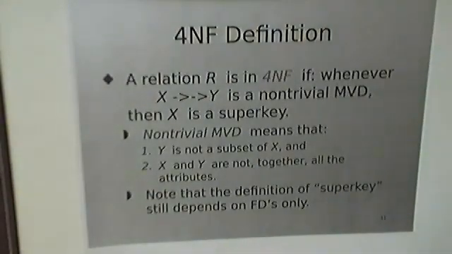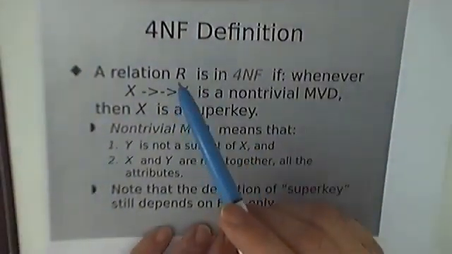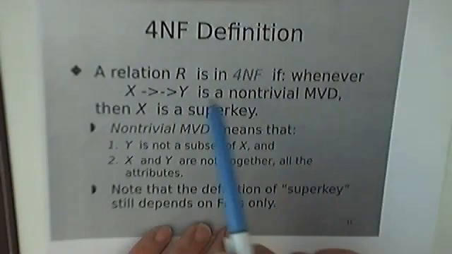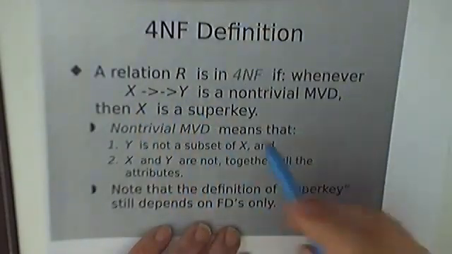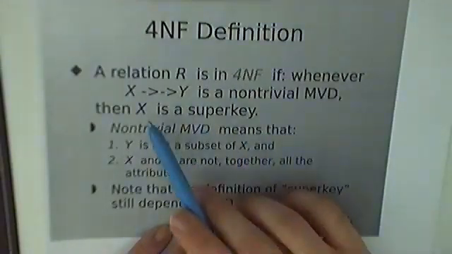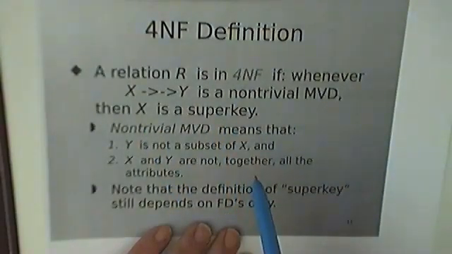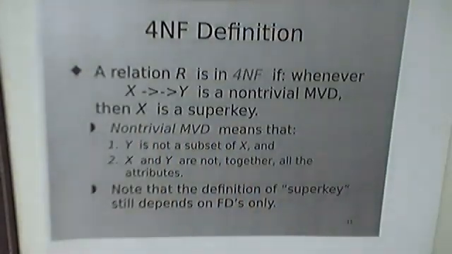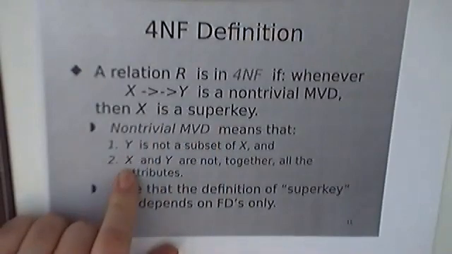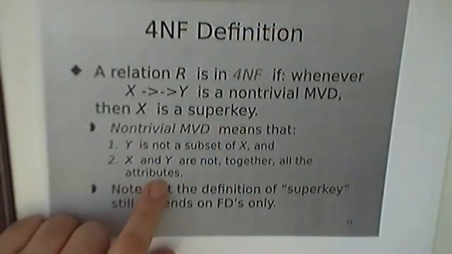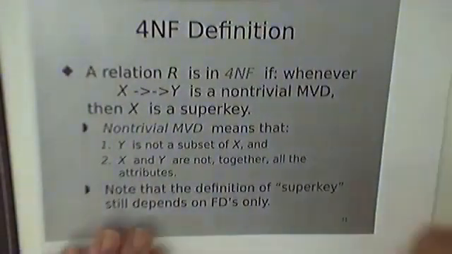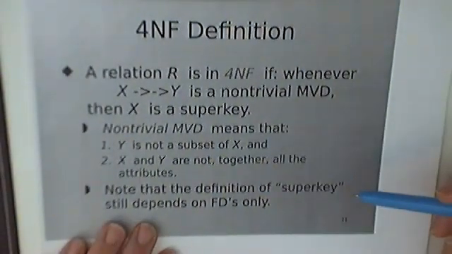Let's get the definition of what fourth normal form is. A relation is said to be in fourth normal form if whenever there's a non-trivial multi-value dependency X multi-determines Y, then X is a superkey. Non-trivial means that Y is not a subset of X, and X and Y together are not all the attributes. Okay, because there's a more extended notion of triviality for multi-value dependencies.